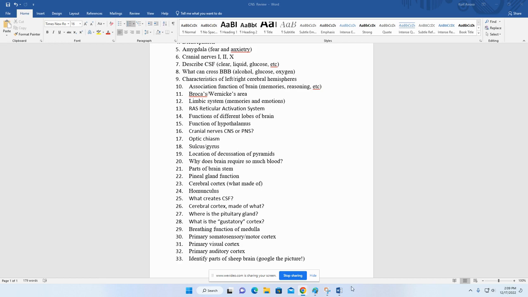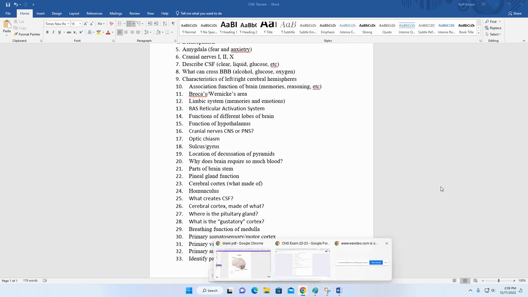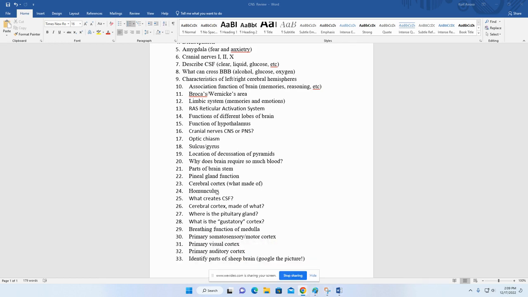Homunculus. See if I can find homunculus. Remember that one? I don't have a picture of him right now. That was the guy with the huge hands and a huge mouth and lips. Well, why does he have huge hands? Because that requires more area of the cerebrum to control your hands, and also more area of the cerebrum to feel the sensations in your hands, because you do a lot of fine touch with your hands. So that's why the guy's hands are so big.